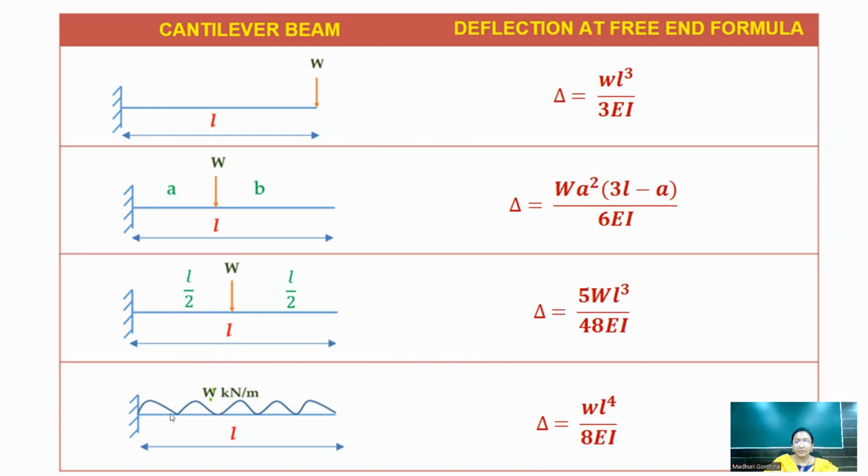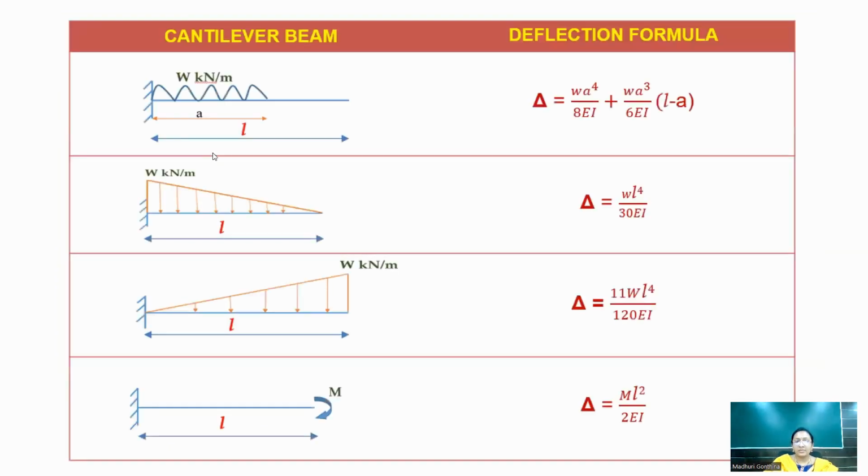And when we have a UDL over the entire span, the deflection formula at the free end will be equal to WL power 4 by 80EI. Similarly, there are still some more cases. When we have a UDL up to a certain portion A from the fixed support, the deflection at the free end will be equal to WA power 4 by 80EI plus WA cube by 6EI into L minus A. When we have a uniformly varying load, with maximum load at the fixed support and zero load at the free end, the deflection formula is WL power 4 by 30EI.